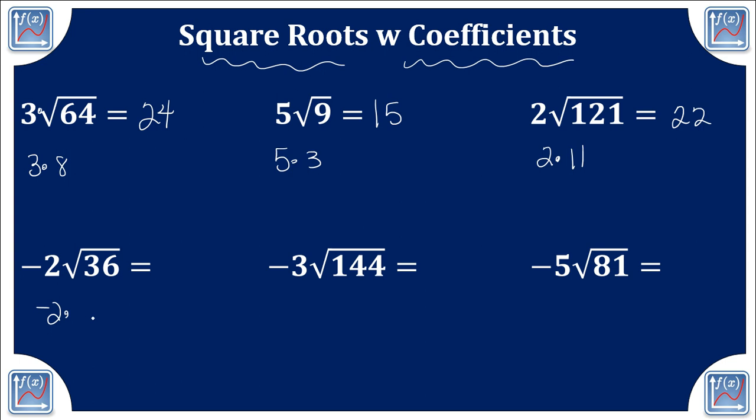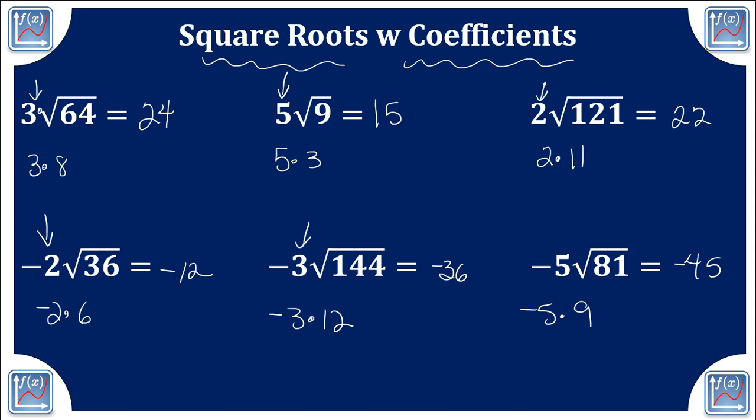Negative 2 times the square root of 36, which is 6, is negative 12. Negative 3 times the square root of 144, which is 12, is negative 36. And negative 5 times the square root of 81, which is 9, gives us negative 45. So when you have a coefficient other than 1, you simply take the square root first and then multiply it by that outside number called the coefficient.